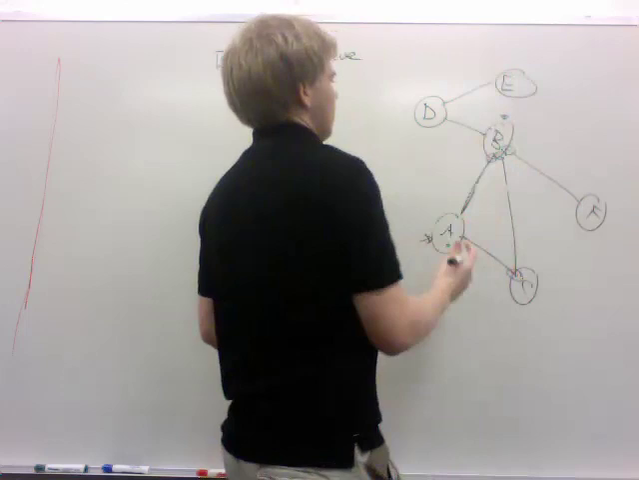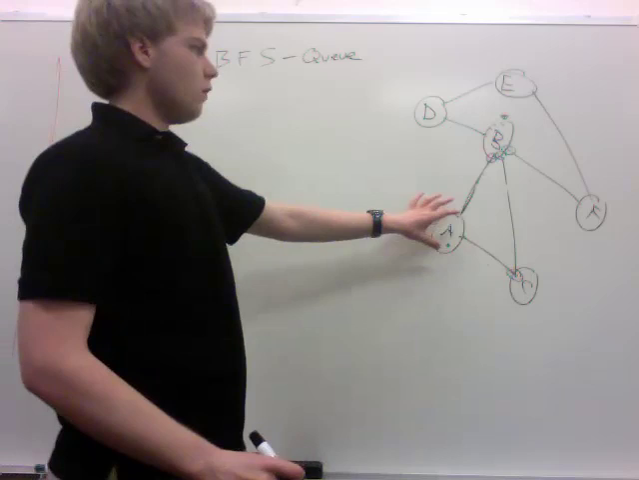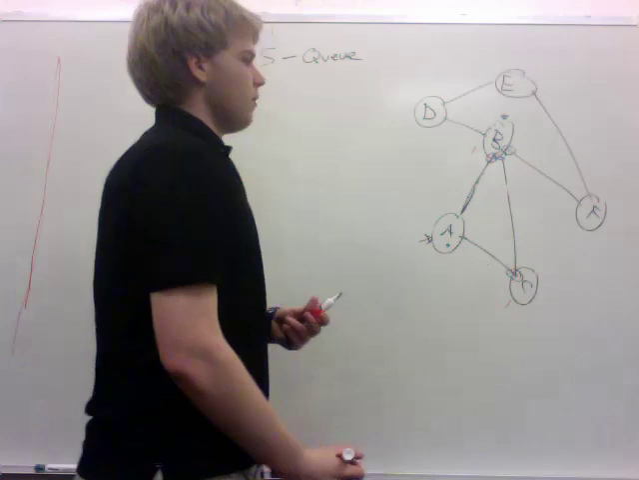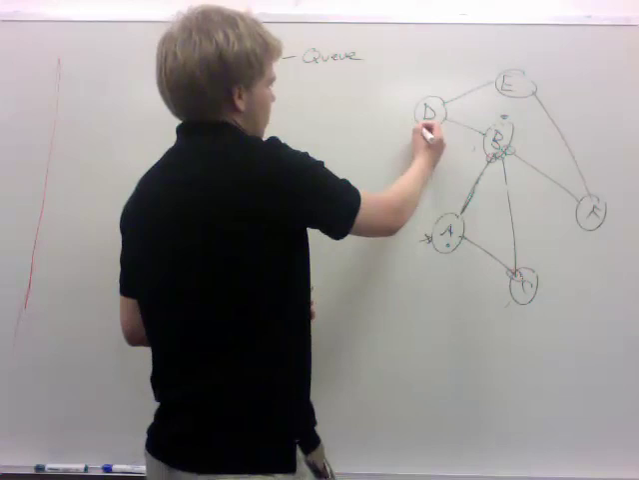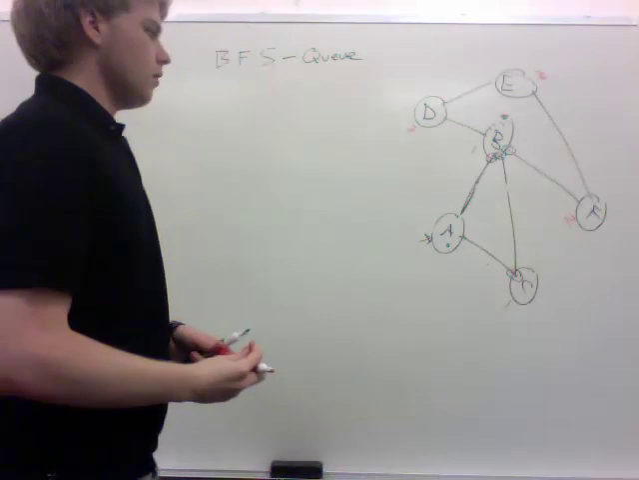Let's add a few more vertices. Okay, so let's use A as our starting vertex. We're going to look at all of the vertices one step away from A. So we'll look at B and C. They're both one step away from A. And then next, we're going to look at vertices two steps away from A. So we'll look at D and F next. And then we'll look at the vertices that are three steps away. So that's just E.